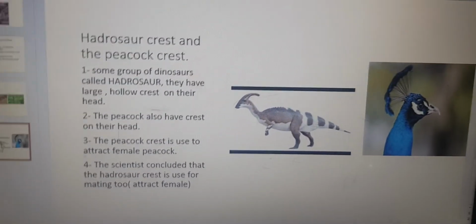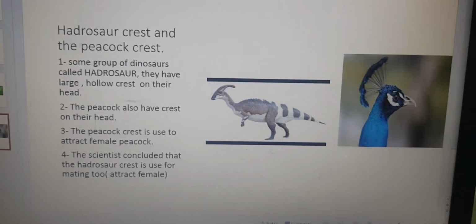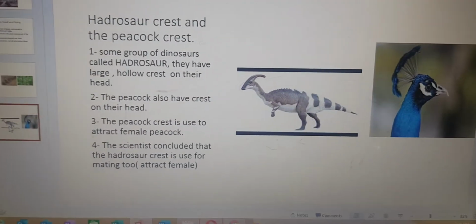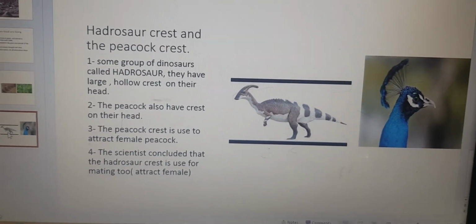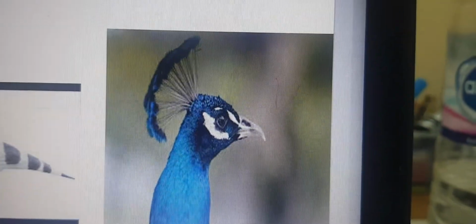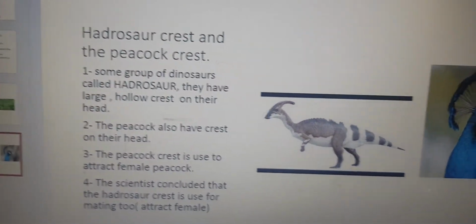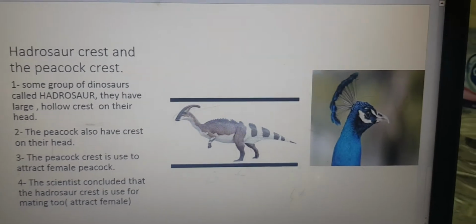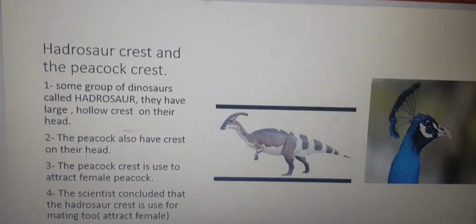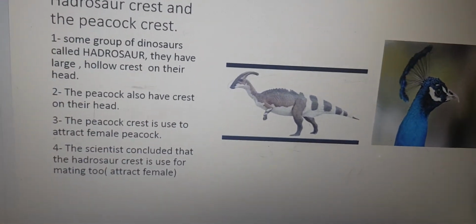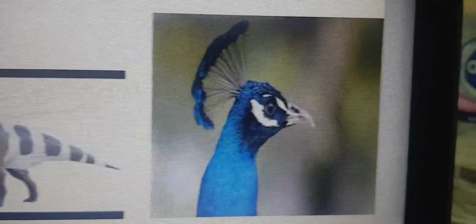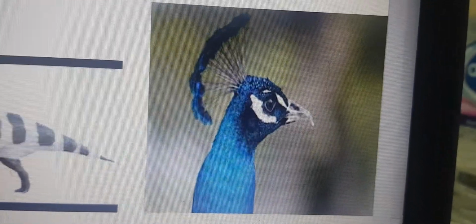Okay, so now the scientists knew that the hadrosaur is an extinct species, and they could not get some information about it. So they finally found an animal that has a crest on its head, which is the peacock. So they looked into the usefulness of the crest on the peacock, and finally they came to a conclusion that the peacock used the crest to attract the female peacock. So the male always has this crest, and it is used to attract the female peacock.